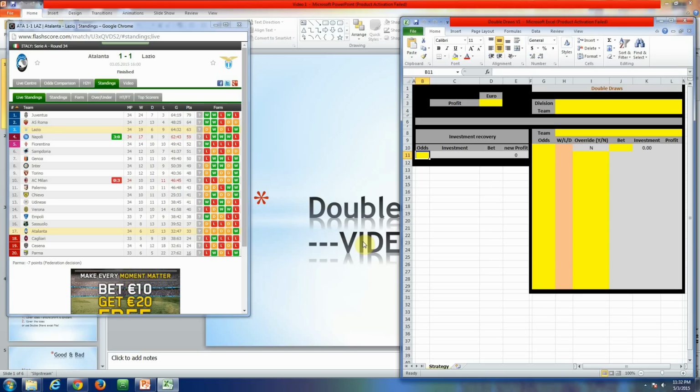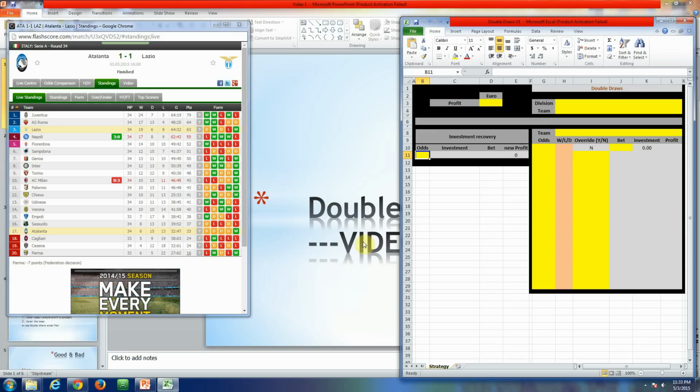Hi everyone, I'm Alien Square and welcome to the double draws strategy for football games. Some of you are already familiar with this strategy. This is betting on draws. So the most you need to do is pick some teams and bet that those teams will draw eventually.